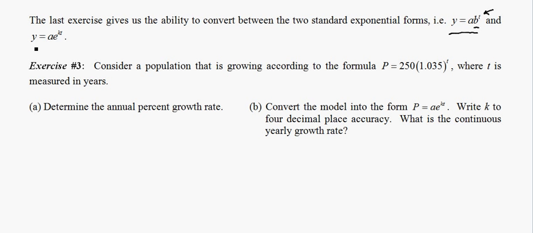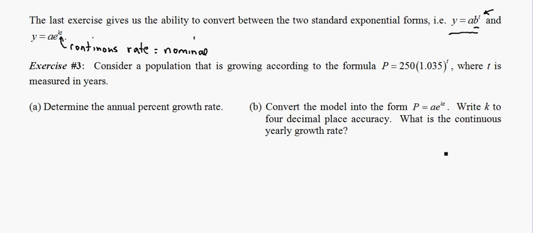And then we had this other way of modeling using e. In this form, k was what was called my continuous growth rate, and it was always a nominal rate, in name only. The b gives you the actual effective rate.